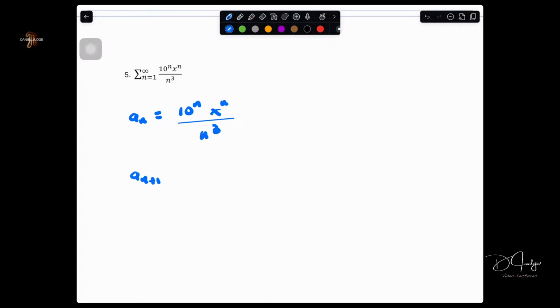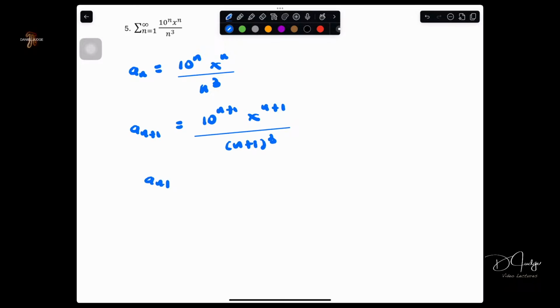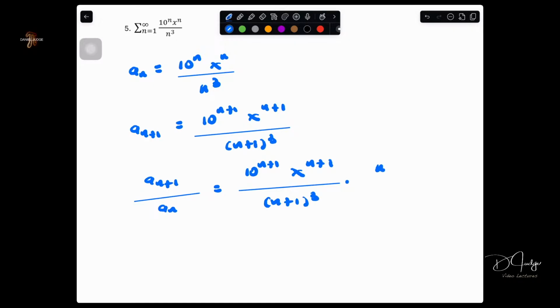Now, replace n with n plus 1. And now look at the ratio. So be smart. Don't divide. Multiply by the reciprocal of a_n. And, of course, we have to have this in absolute values.